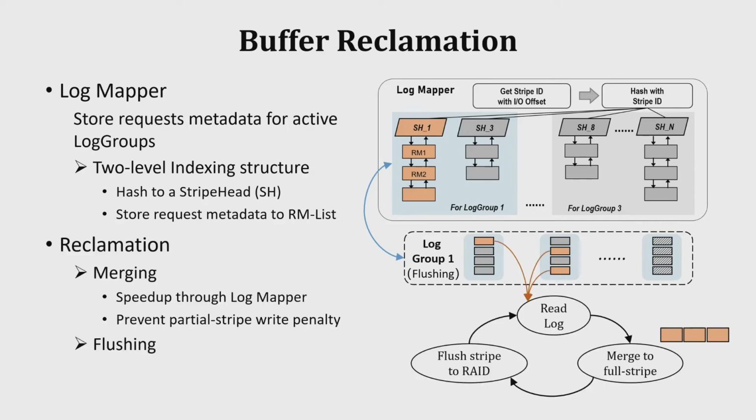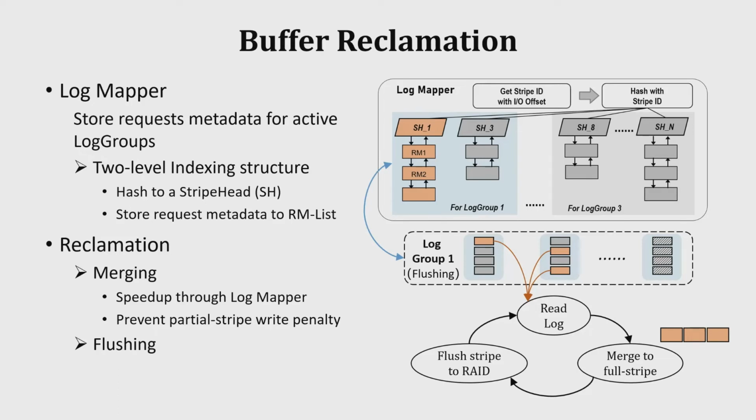During the buffer reclamation, simply flushing buffer writes would induce numerous partial stripe updates to the primary RAID. And to solve this problem, Mlog has to first merge logging data into full stripe writes. Since the log mapper already stores and indexes request metadata at the stripe granularity, Mlog can access the log mapper to fetch stripe heads of the corresponding log group.